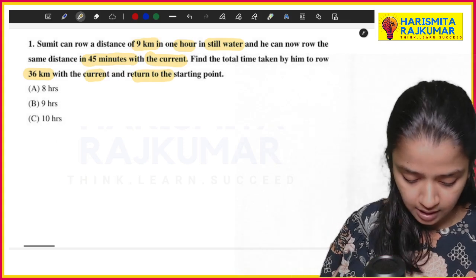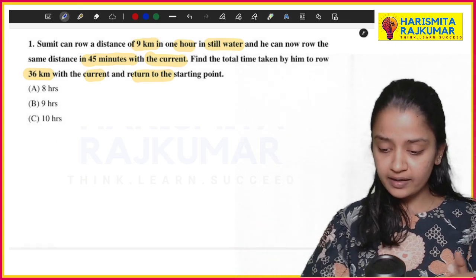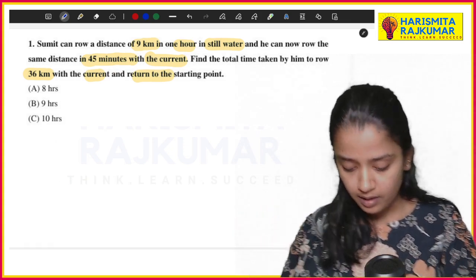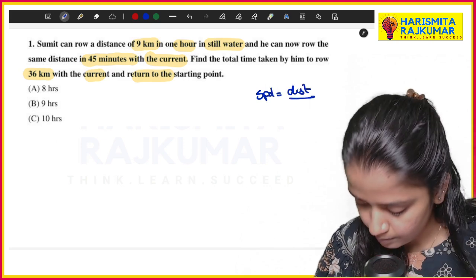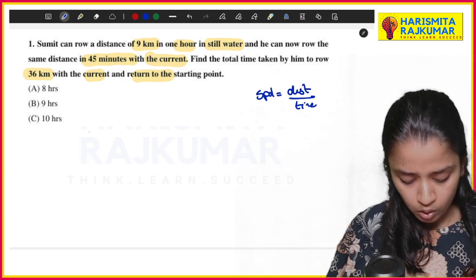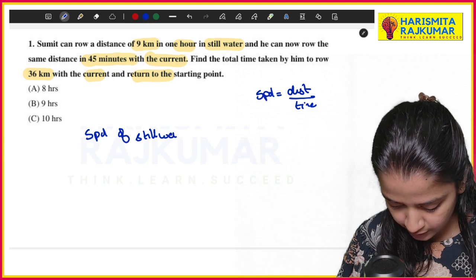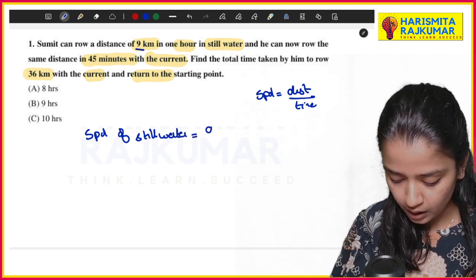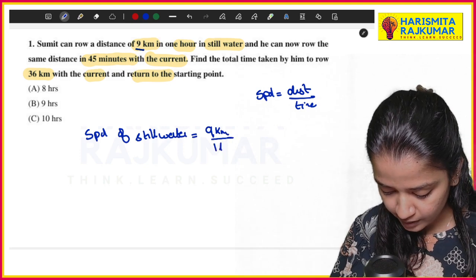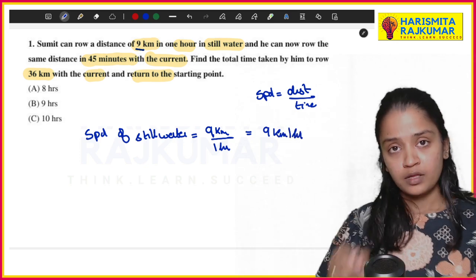Now let us find the speed in still water. Speed is nothing but distance by time. Now speed of still water. What is the distance? Which is 9 kilometer in 1 hour. 9 kilometer by 1 hour, which is 9 kilometer per hour.